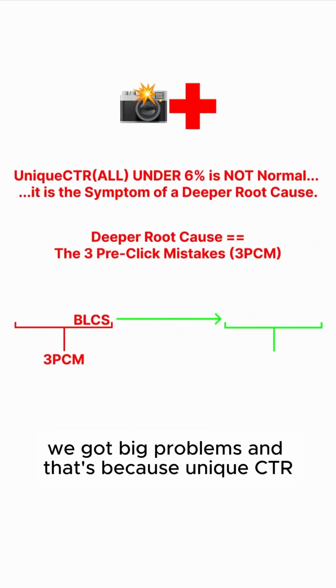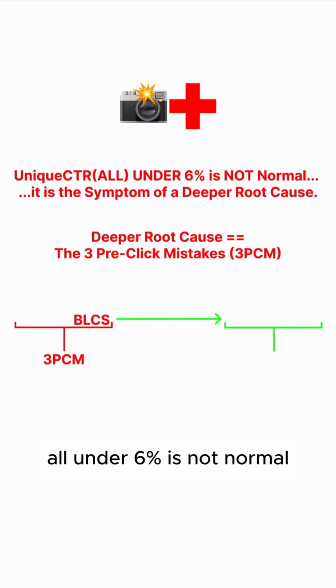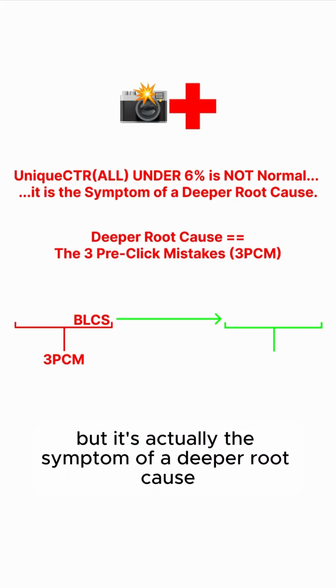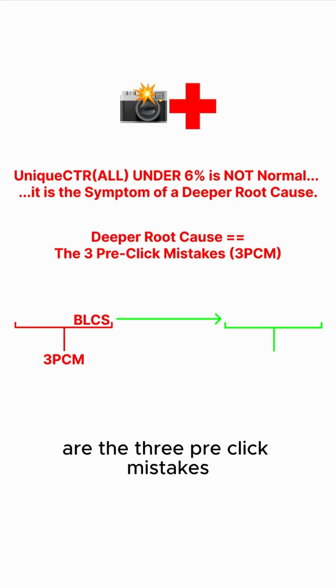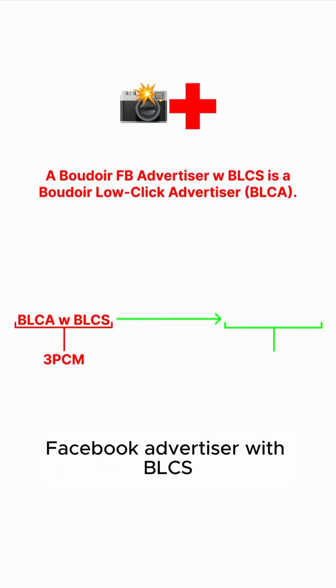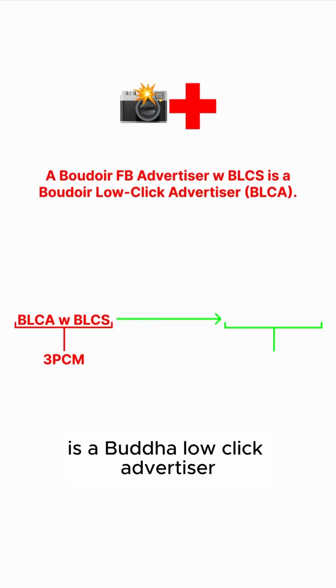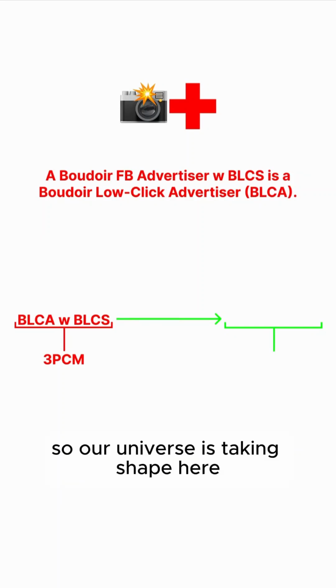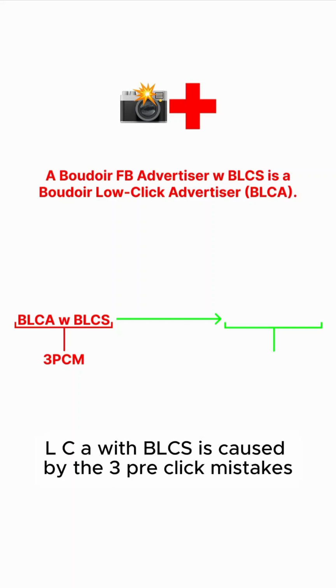And that's because unique CTR under 6% is not normal. Extremely common, but not normal. Everyone accepts it as normal, but it's actually the symptom of a deeper root cause. And that deeper root cause is the 3 pre-click mistakes. We also know that a Boudoir Facebook advertiser with BLCS is a Boudoir low-click advertiser, aka a BLCA. So our universe is taking shape here. We've got a BLCA with BLCS, caused by the 3 pre-click mistakes.